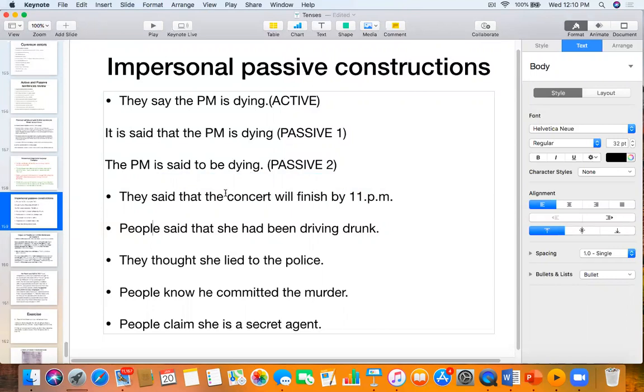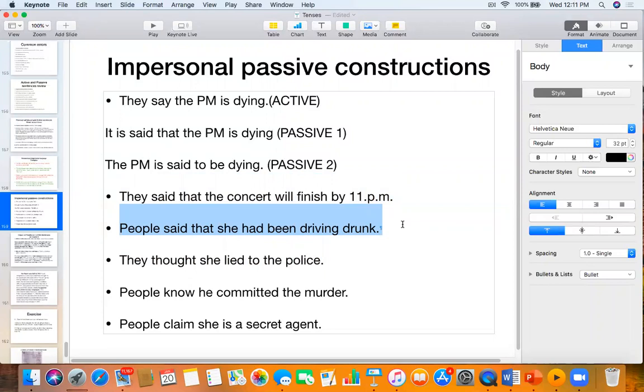Okay, now there's a second way of doing it. The concert will be finished by 11 p.m. All right. Let's look at the second one. People said that she had been driving drunk.